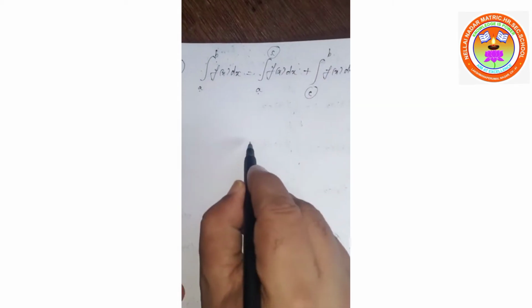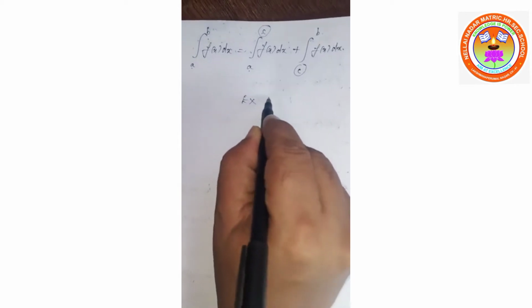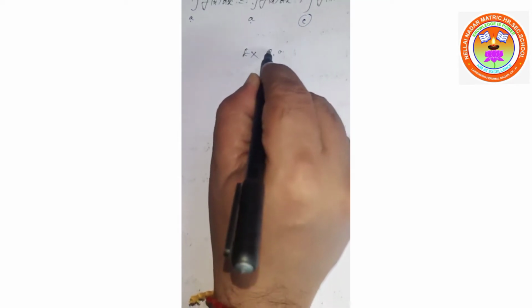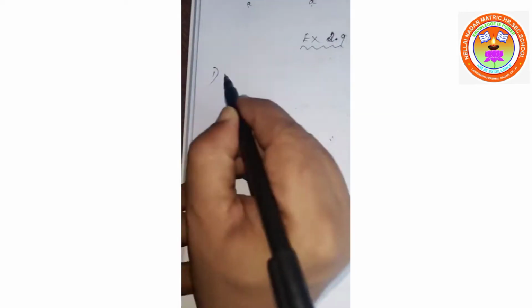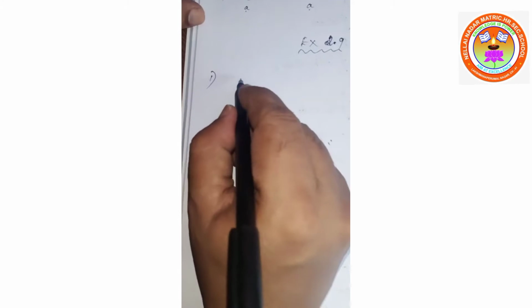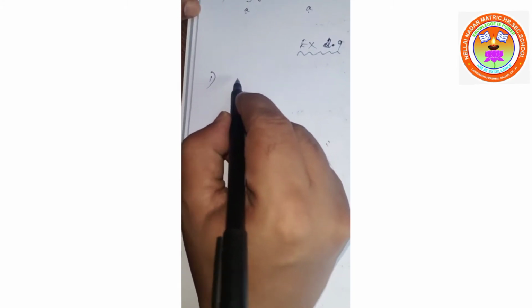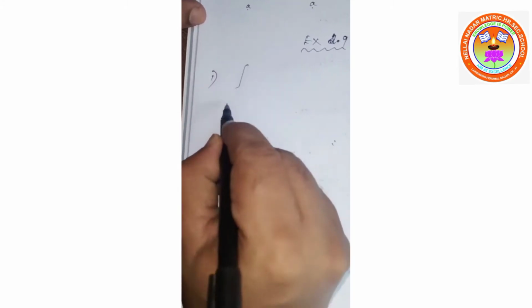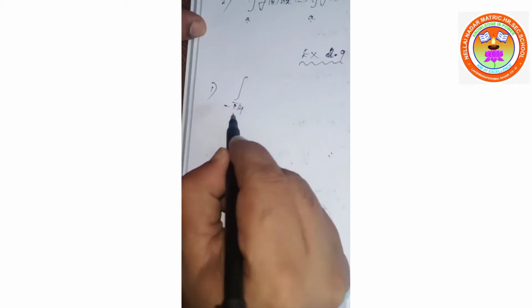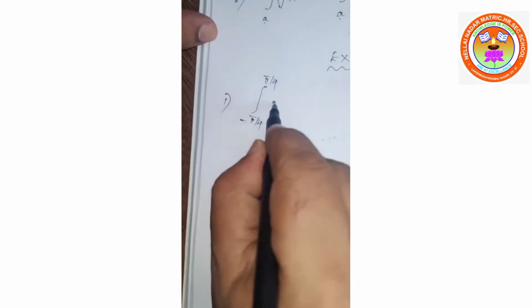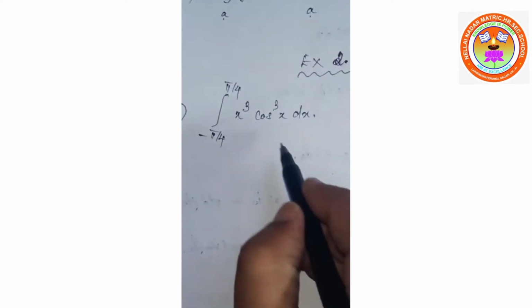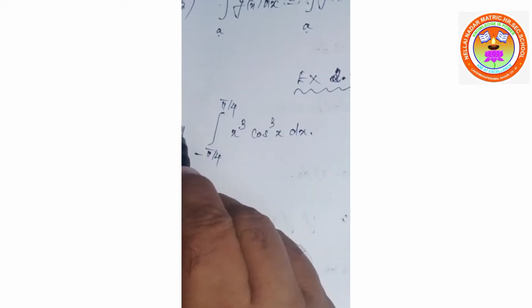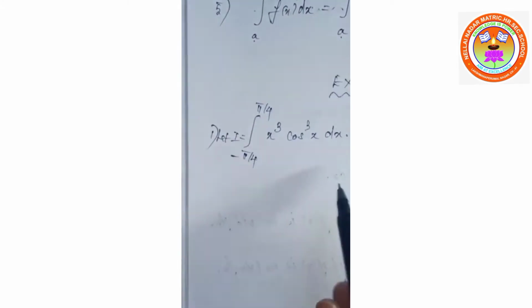Now we can get into that exercise 2.9. First problem. Using the properties of definite integrals, evaluate integral from minus pi by 4 to plus pi by 4 of x cube cos cube x dx. I consider this integral as I. Let I equal that integral.